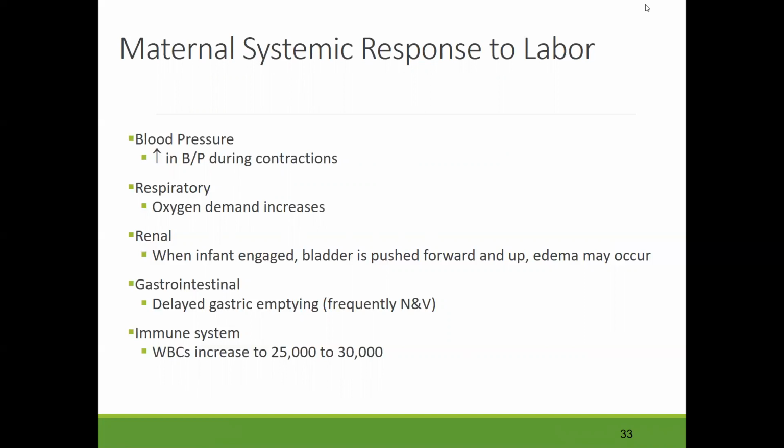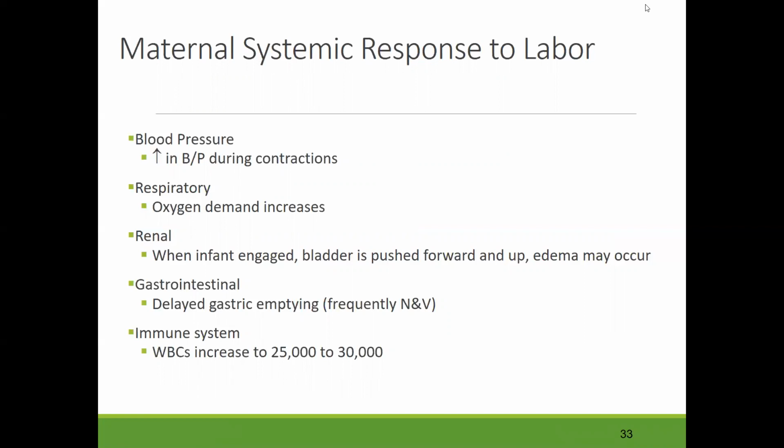Gastrointestinal, we have delayed gastric emptying, frequently a lot of nausea and vomiting because, again, the sympathetic system's kicking in, and so things aren't emptying. We have stuff being shoved out of the way as baby's trying to make its way down through the pelvis, and so stuff just gets squished and moved.